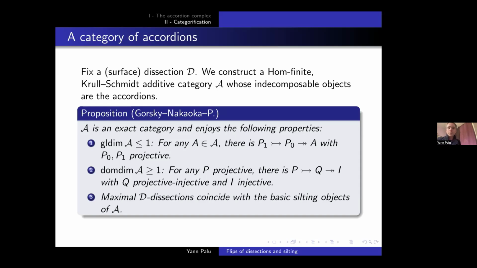We also want to categorify the flip, so we want some nice theory of mutation for the silting objects in this category. It turns out that the properties 1 and 2, global dimension at most 1 and dominant dimension at least 1, already appeared in a very different setting in a work in collaboration with Arnau Padrol, Vincent Pilaud, and Pierre-Guy Plamondon. We were looking at some relative structures on cluster categories, and those satisfied the same properties. So we want a setting which encompasses both situations, the category of accordions and cluster categories with relative structure.